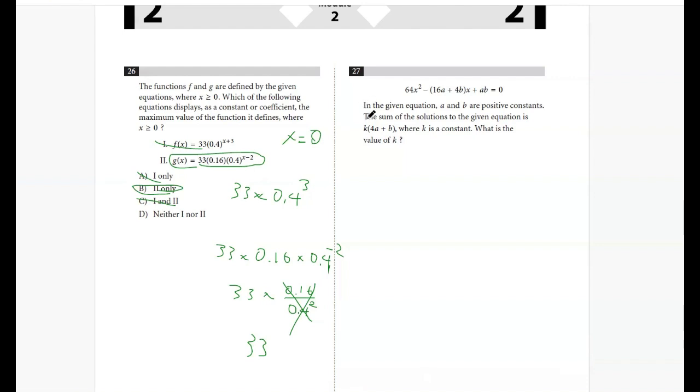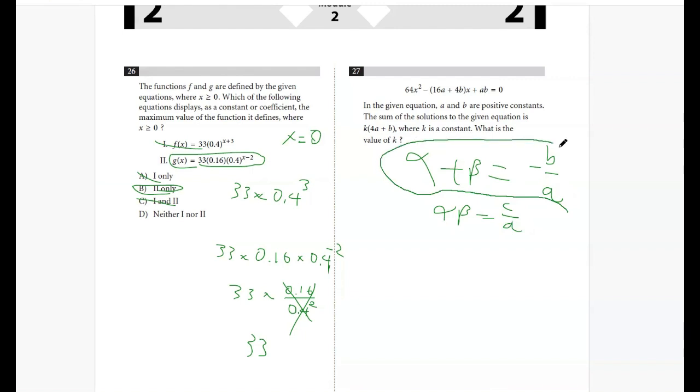Okay, and in the given equation, A and B are positive constants. The sum of the solutions to the given equation is K times 4A plus B, where K is a constant. What's the value of K? So the sum of solutions is going to be minus B over A, and the product is going to be C over A. We're only looking for this.